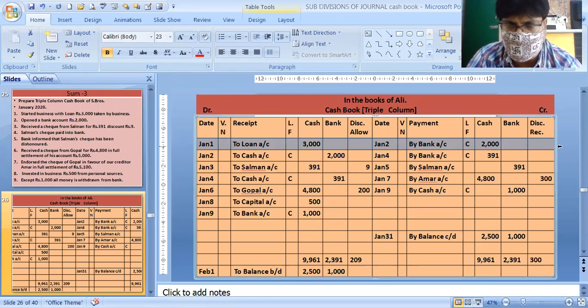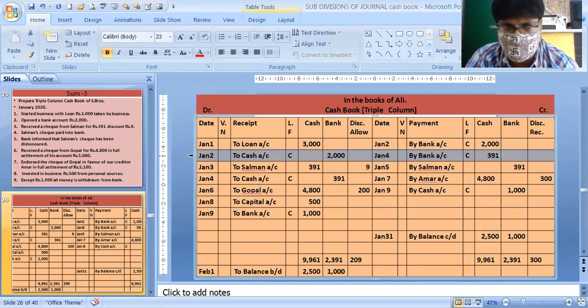So by bank in the cash column because our money is taken away from the cash box, and to cash in the bank column means we are depositing money into the bank. In the receipt of the bank, we are writing the rupees 2,000.